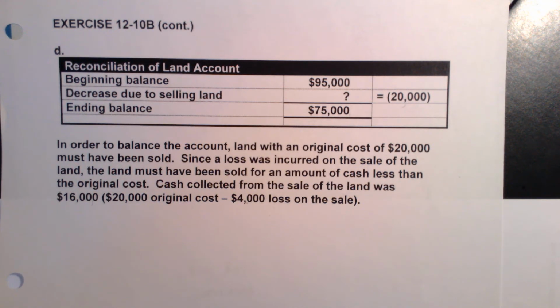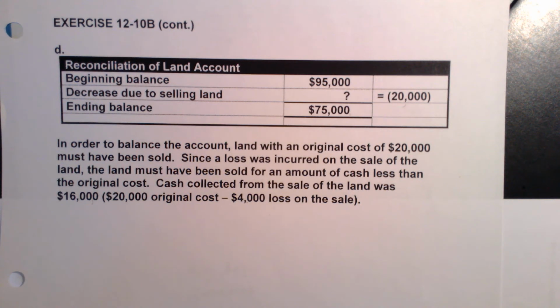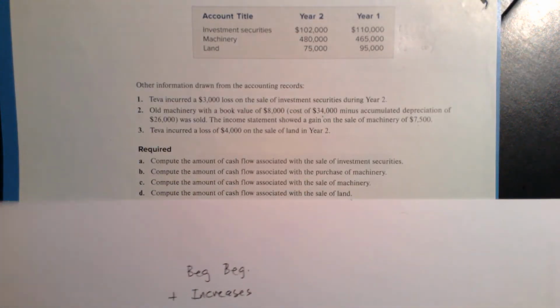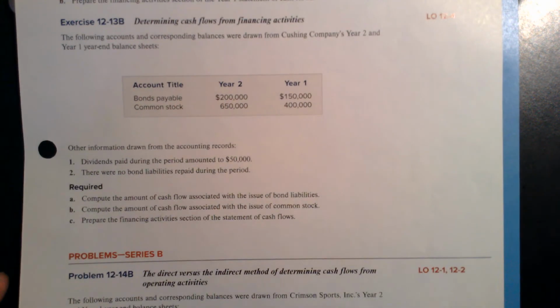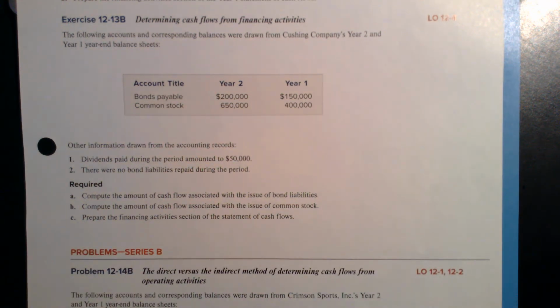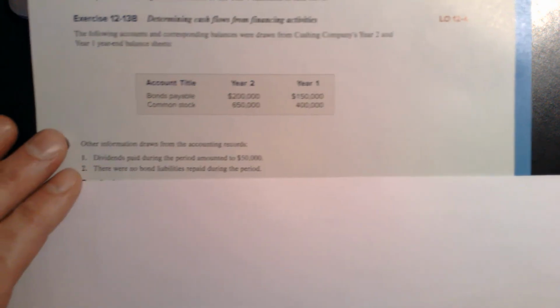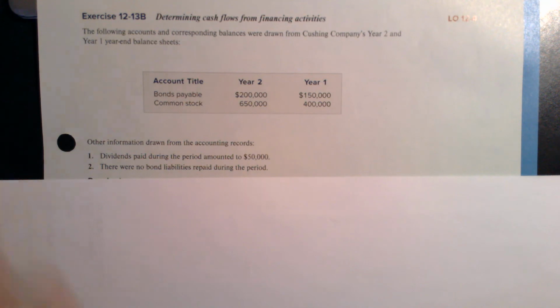So these problems are all ways of figuring out how much I received or how much I spent. Remember, for the statement of cash flows, what we care about is cash in and cash out. So the next problem I want to show you is exercise 12-13. So this is very similar, but in this case we're talking about liabilities and common stock. This one's a little bit easier.